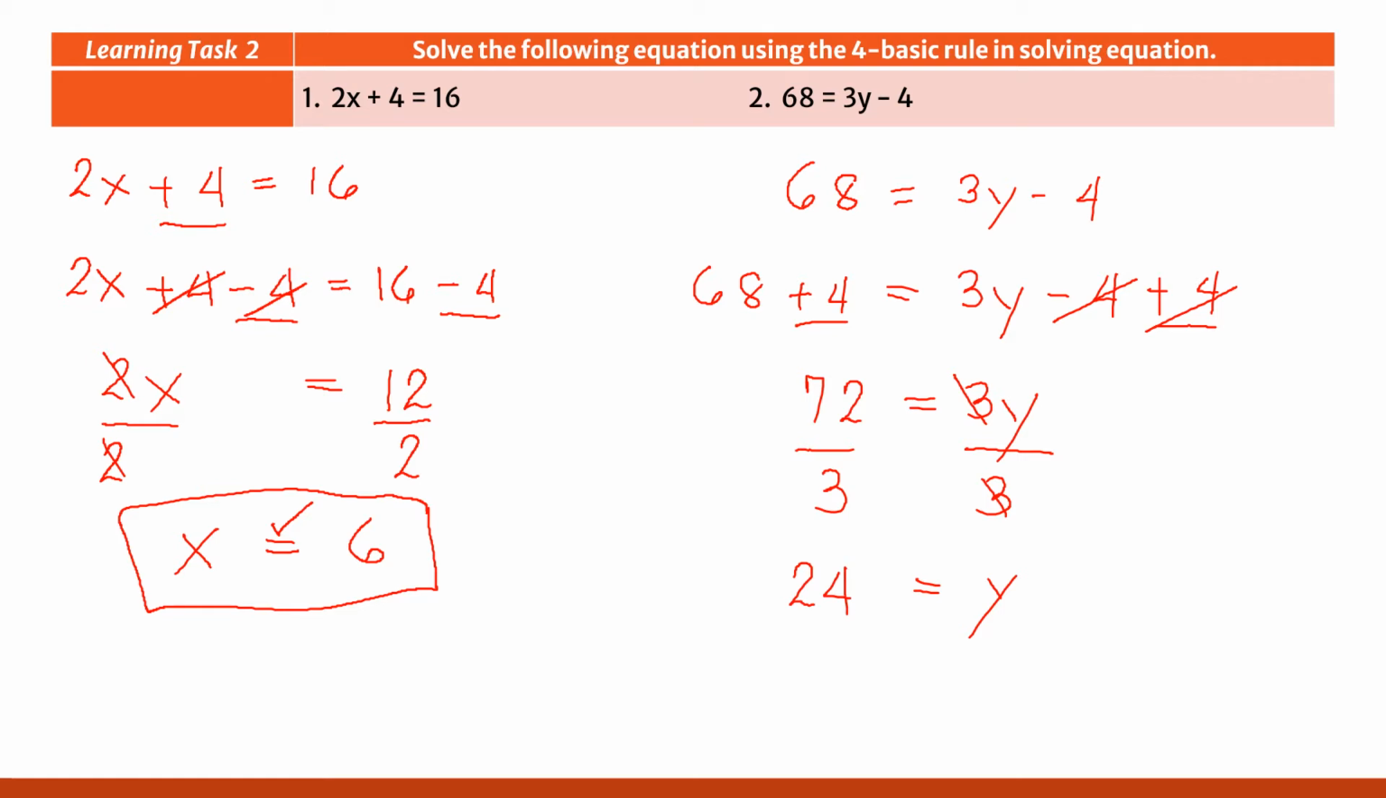Okay? So, i-check nga natin kung ang y is really 24. So, sabi natin, our equation ay 68 equals 3y minus 4. So, 3 times 24, which is the value of y, is 72. And 72 minus 4 equals 68. So 24 equals y here is correct. So in this case, eto ngayon ang ating sagot. Y equals 24. Okay?